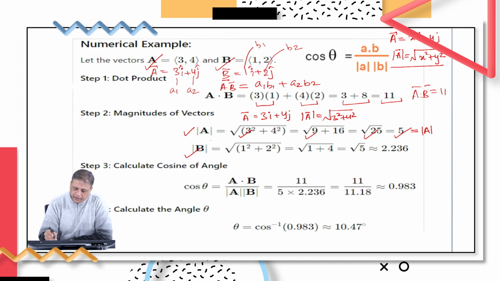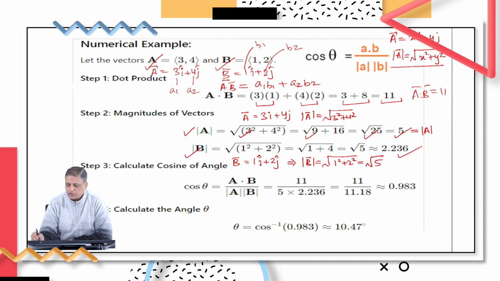Similarly, you can find the magnitude of vector B. The vector B given to us is 1i plus 2j. Therefore, the magnitude of vector B should be equal to square root of 1 square plus 2 square, that is square root of 5, which turns out to be 2.236.